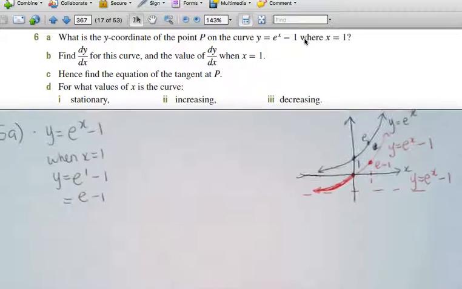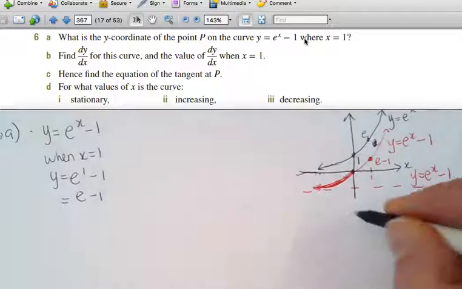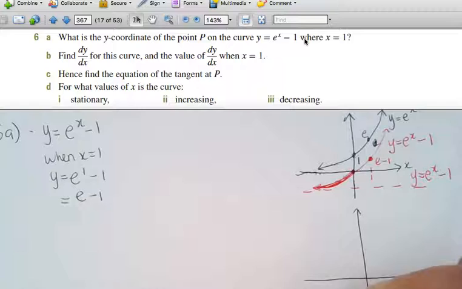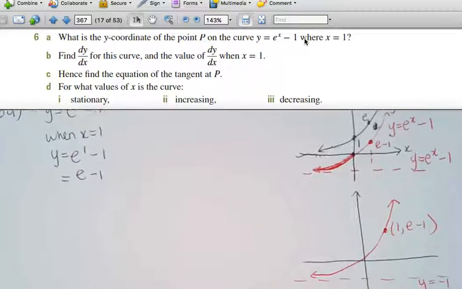So the value would be about 1.7-ish. Remember, e is about 2.7. So the coordinates of this point, sorry, I've drawn it really badly. All right, I'll do it down here. I'll just put the new one on. So the coordinates are, this is the point 1, e minus 1. That's your point. This is my curve. It looks like this. This is my asymptote at -1. So that is what my curve looks like.